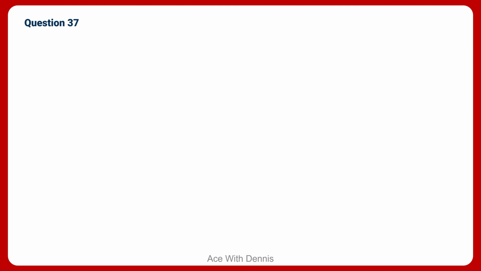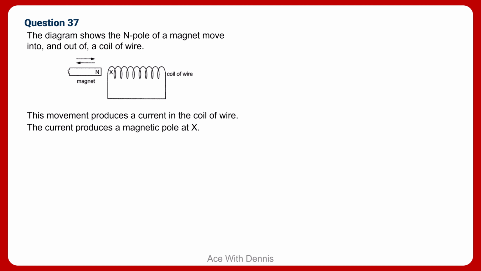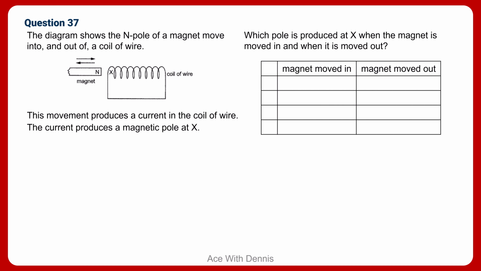Question 37. The diagram shows the north pole of a magnet moving into and out of a coil of wire. This movement produces a current in the coil of wire. The current produces a magnetic pole at X. Which pole is produced at X when the magnet is moved in and when it is moved out? So here are a few options. Option A, magnet moving in, no pole. Magnet moving out, no pole. Option B, north-south. Option C, south-north. Or option D, south-south.